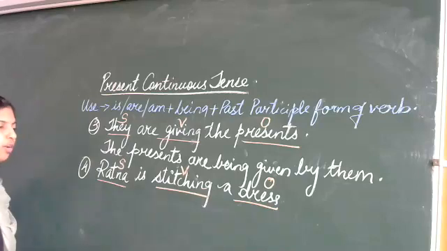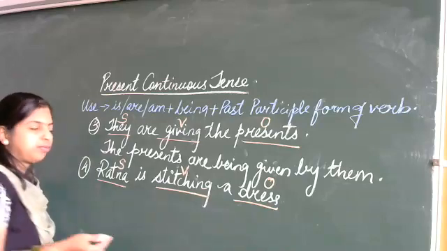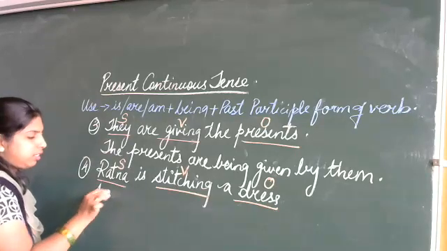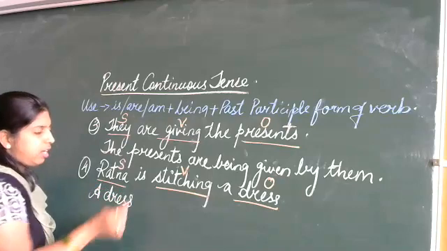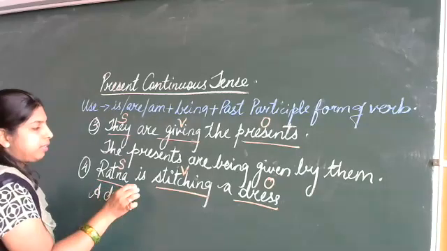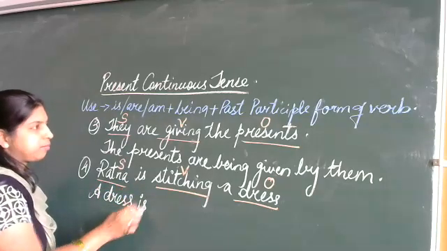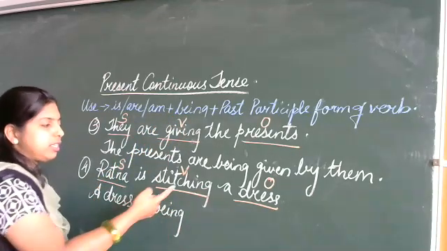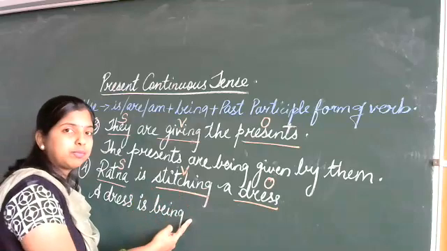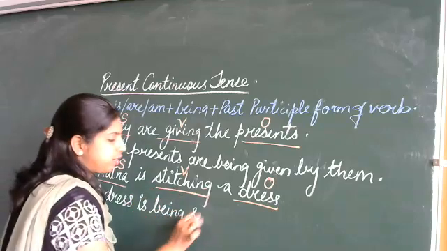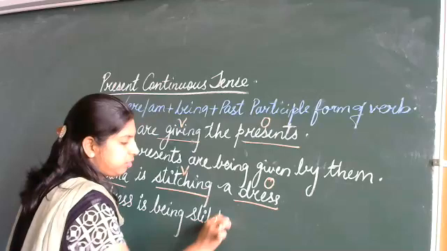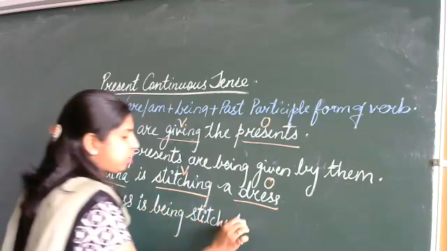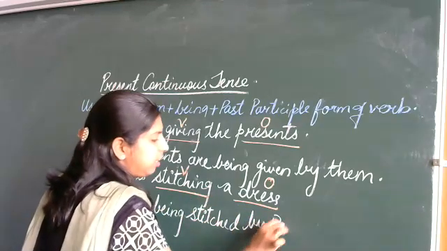Now this active sentence we have to change to the passive. Now tell me how you are going to change. A dress is stitched by. The dress is being stitched by Ratna. Is being, stitched by. Being stitching changes to stitched. Very good. The dress is being stitched by Ratna.